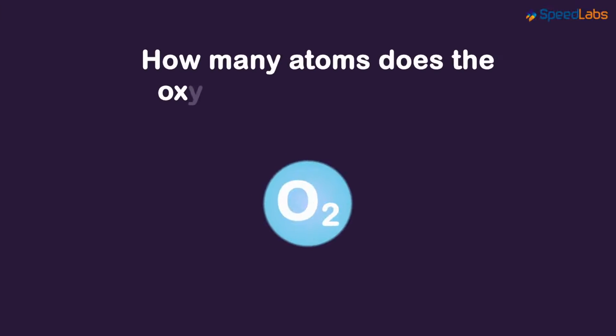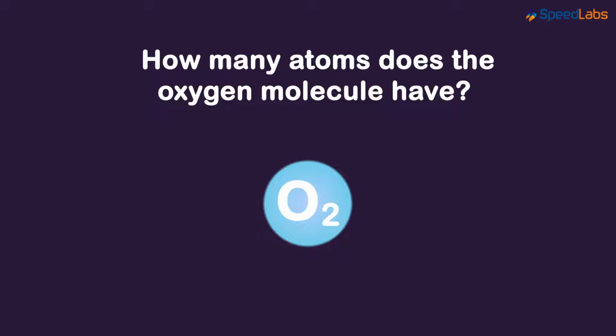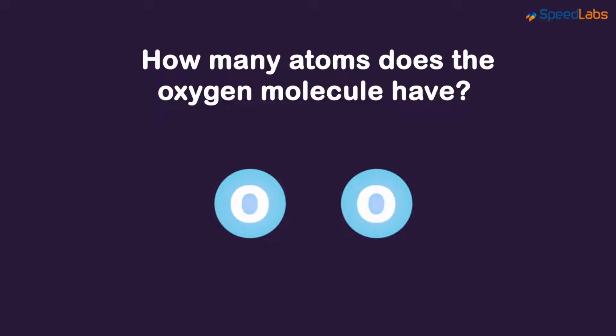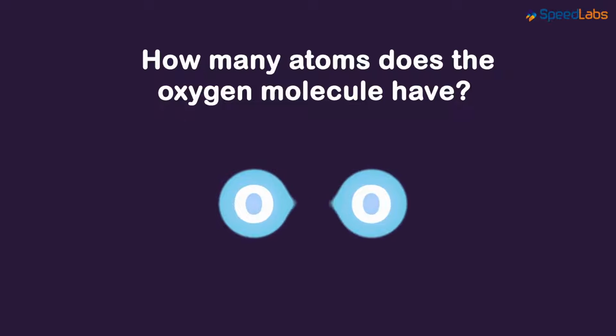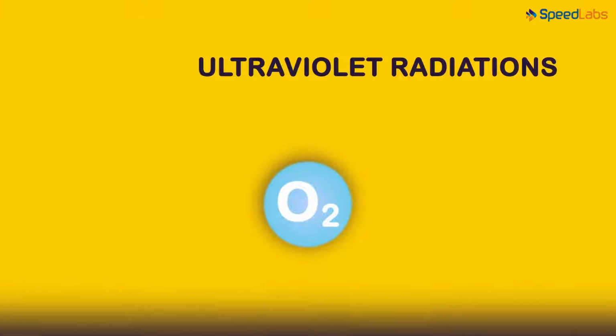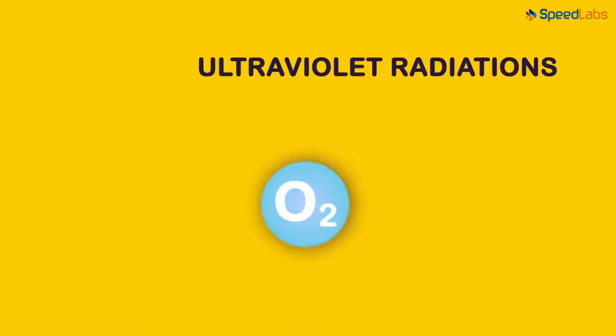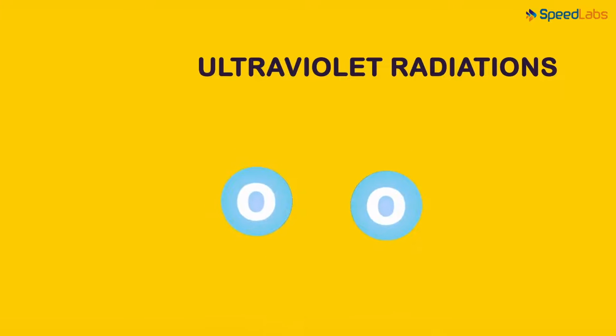How many atoms does the oxygen molecule we breathe in have? Correct, it has 2 atoms. 2 oxygen atoms make up a diatomic molecule. These molecules, which are in the atmosphere, are struck by the ultraviolet radiations of the sun. What do you think will happen to this diatomic oxygen molecule? This molecule splits up and the 2 oxygen atoms which were bound to each other are set free.